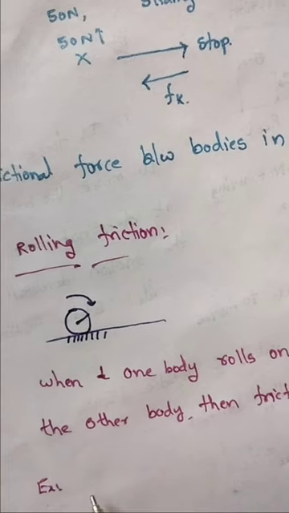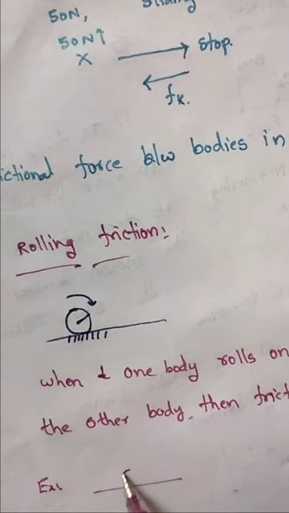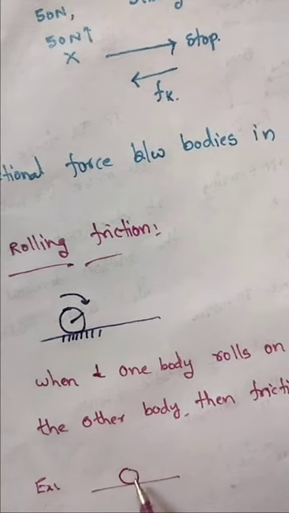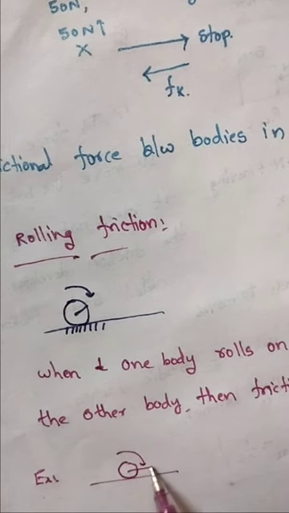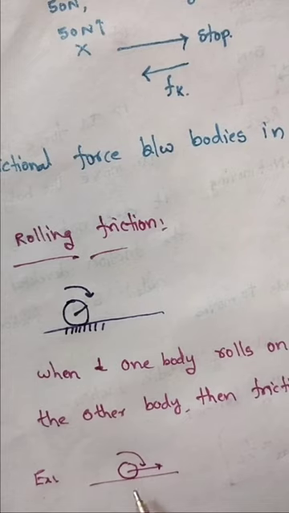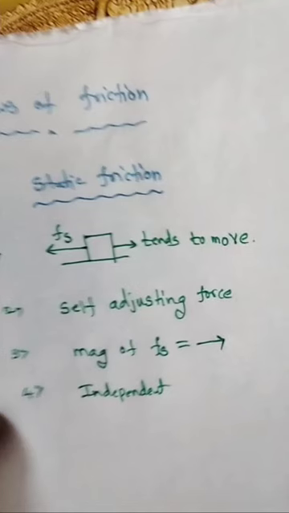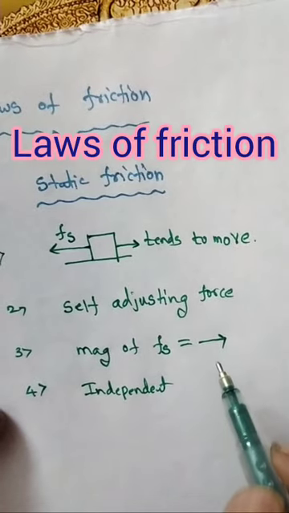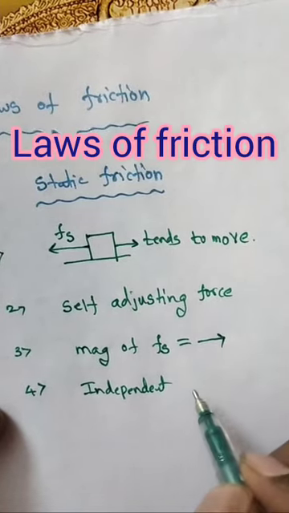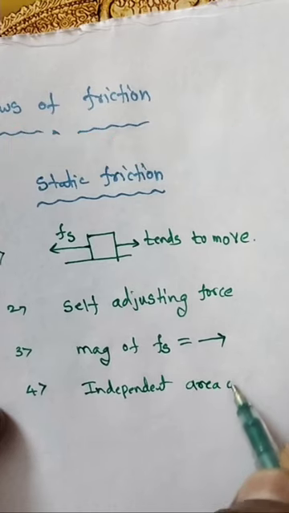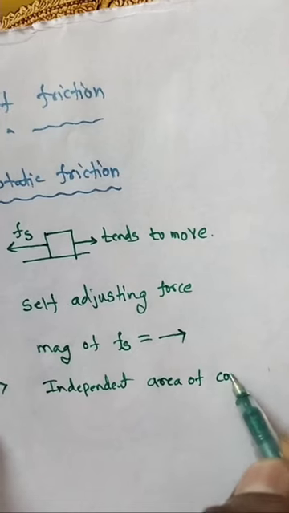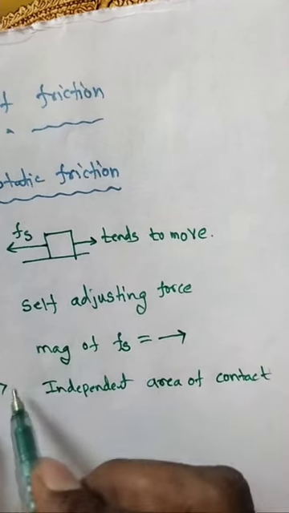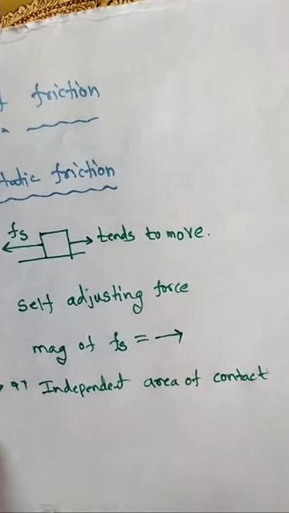Example: a bicycle tire rotating or moving in the forward direction on a road is an example of rolling friction. It is independent of the area of contact.